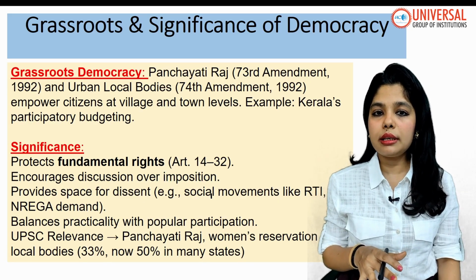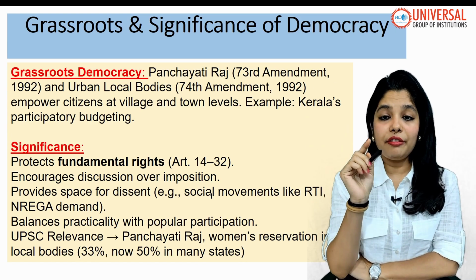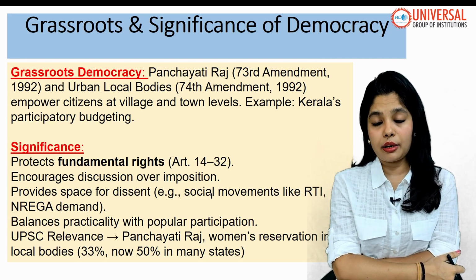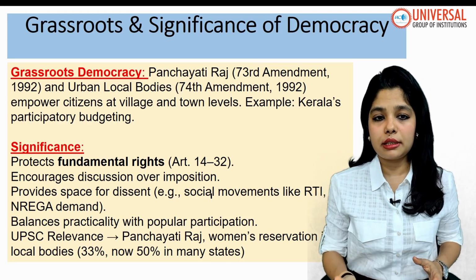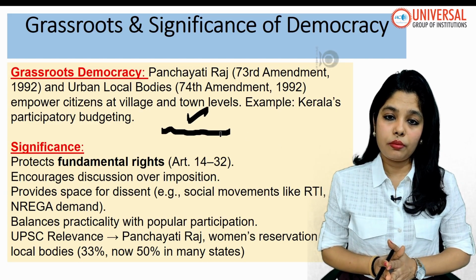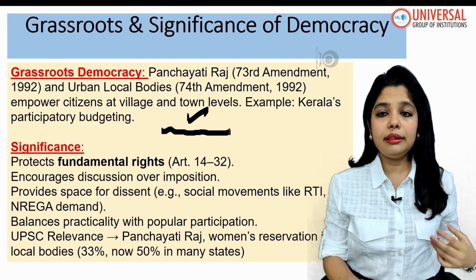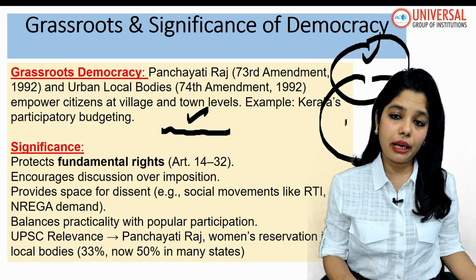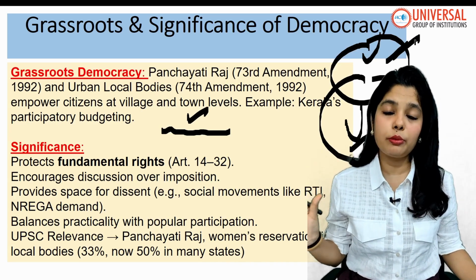Now, what is grassroots democracy and what is its significance? Panchayati Raj under the 73rd Amendment Act of 1992 and urban local bodies under the 74th Amendment Act of 1992 empower citizens at village level and town level to make their own decisions. For example, Kerala's participatory budgeting. At the village level you have your Panchayati Raj, and at the urban level you have your urban local bodies, municipalities.